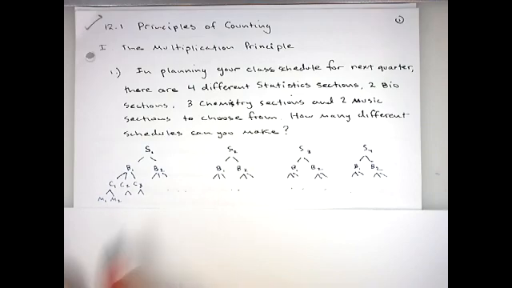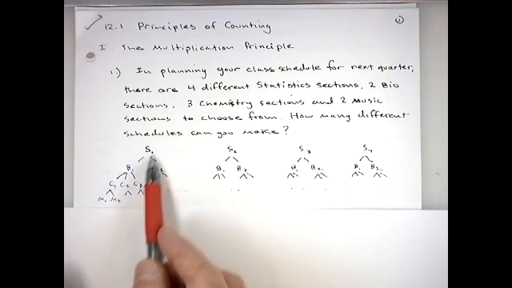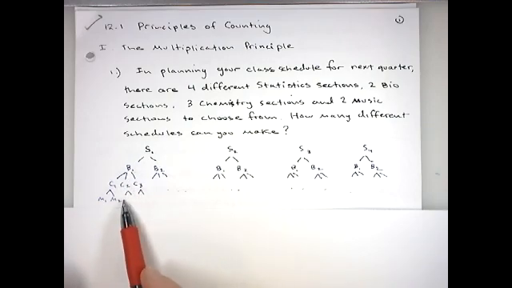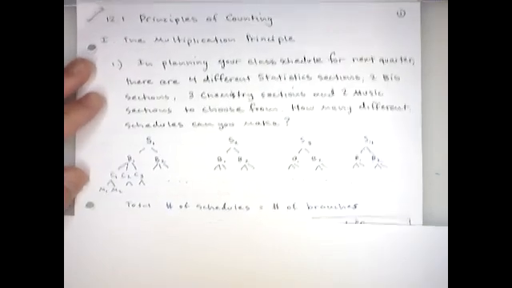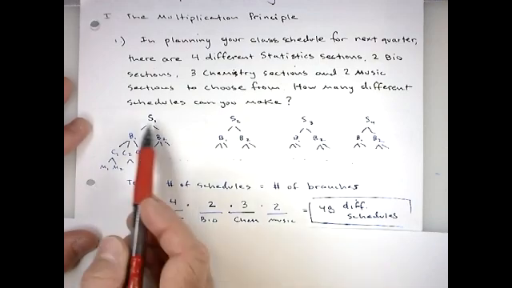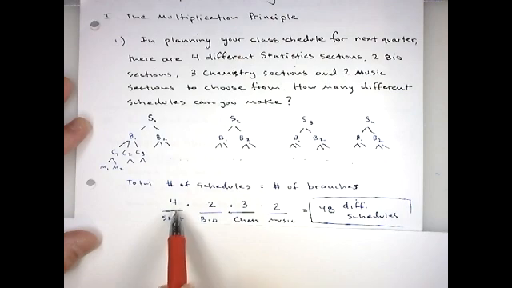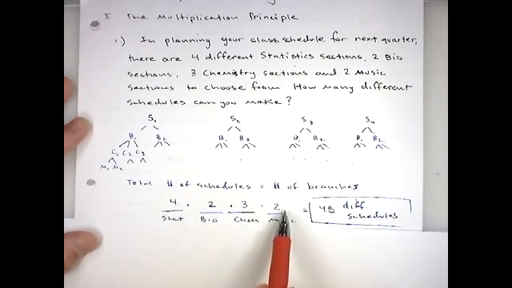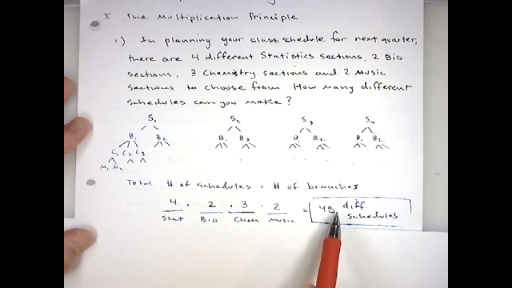The total number of schedules you could make would be the total number of branches. For example, stats 1, bio 1, chem 1, music 1. A different one would be stats 1, bio 1, chem 2, music 1. That would even take a while to finish off this tree diagram. But if you think about it, the total number of schedules you could make, if you just multiply: there's 4 options for stats classes you could take, so you'd have 4 possibilities there, 2 bio sections, 3 chem sections, 2 music sections. And if you multiply those all together, that's going to give you the total number of different schedules.